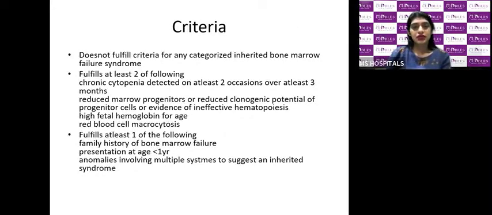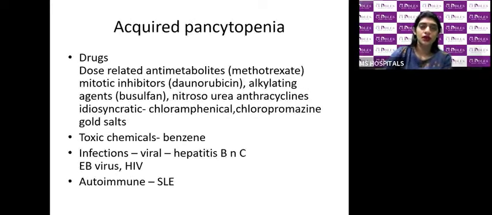Criteria include: does not fulfill criteria for any categorized inherited bone marrow failure syndrome; fulfills at least two of the following: chronic cytopenia detected on at least two occasions over at least 3 months, reduced marrow progenitors or reduced clonogenic potential of progenitor cells, or evidence of ineffective hematopoiesis, high fetal hemoglobin for age, red blood cell macrocytosis; and fulfills at least one of the following: family history of bone marrow failure, presentation at age less than 1 year, anomalies involving multiple systems, suggesting an inherited syndrome.